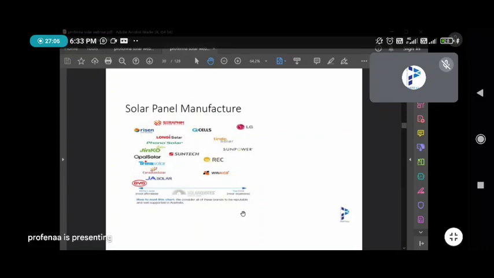Who are the solar panel manufacturers? Tata is there, REC panel is there, Jinko is there, Cells is there, Risen is there, Sunpower. So many manufacturers of solar panels are there. But you have to select which one based on rate and quality. Based on the quality and rate, you have to compromise.